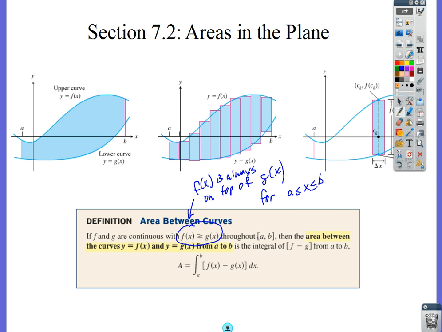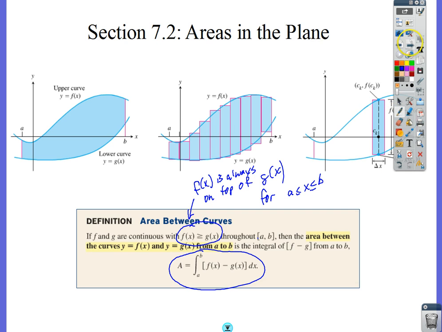It means always. Just like the picture here, f of x is always greater than, or on top of, g of x. If that happens throughout the entire interval, then the area between the two curves, f of x and g of x, is the integral from a to b of f minus g, or this equation down here. Fairly straightforward: f of x minus g of x. And it works. If you would like me to go through and explain it, I'll be more than happy to. Otherwise, take it on the Church of Math. You just got to believe.